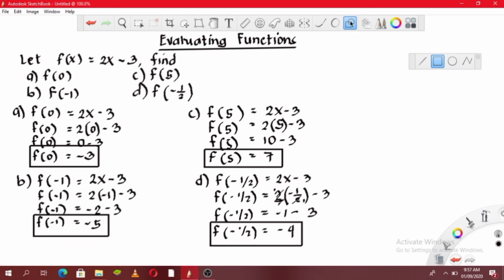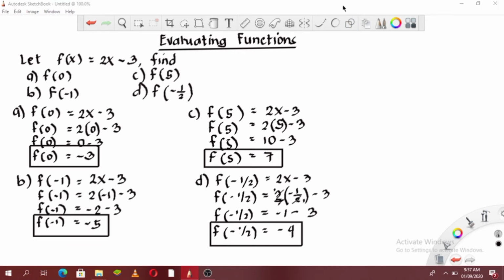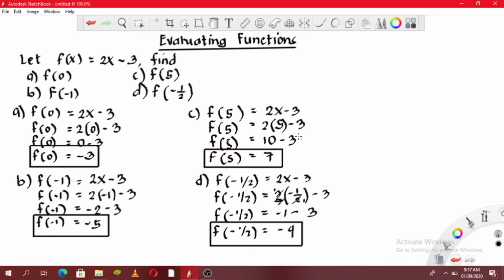So madali pa lang po itong topic na ito o yung mga examples na binigay ko. So ito pasimula pa lang po ng fraction.